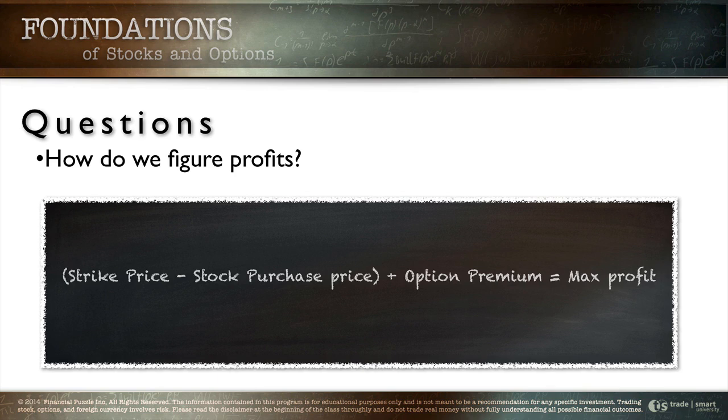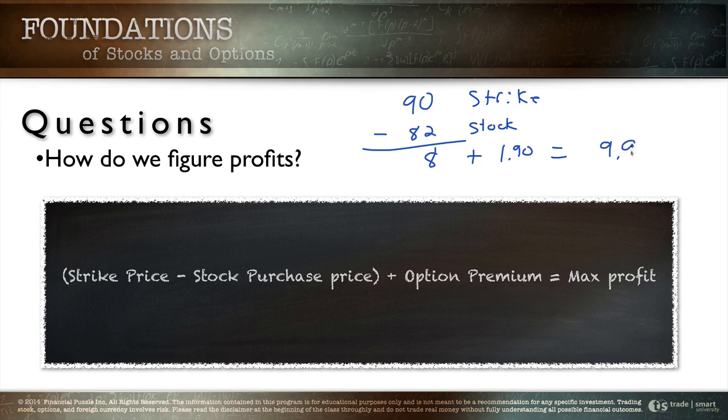All right, strike price minus stock purchase price plus option premium equals maximum profit. In a hypothetical world, if you sell a strike price at 90 and you purchased the stock at 82, your profit is 8 plus your premium. If your premium was $1.90, your profit is $9.90.